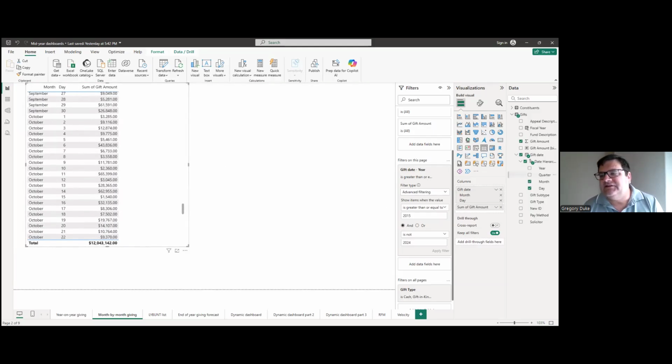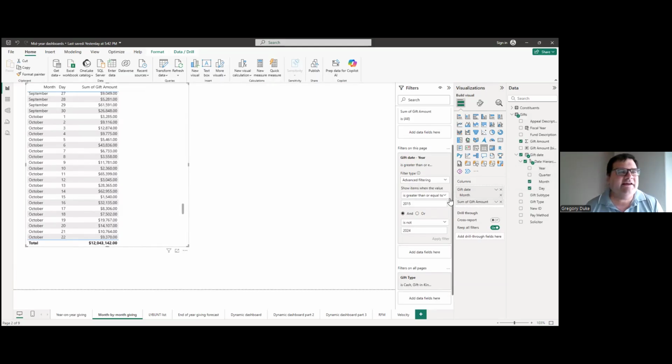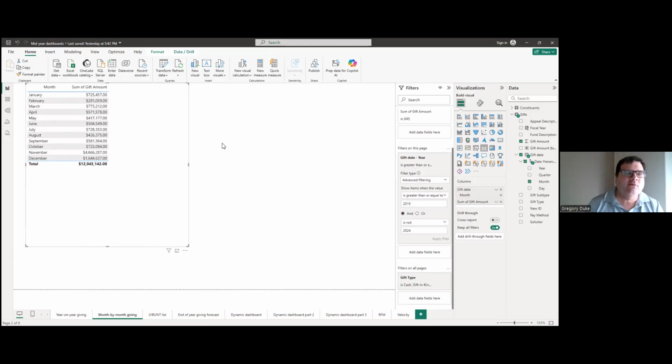But what we can do with this, we've pulled from the date hierarchy the month and the day. If I remove the day, then we can really see where our money comes in during an average year. November and December are the 2 months where we actually got more than $1 billion total in those 10 years. So these are our 2 best months of giving, and if we want to maximize our totals, we really need to work hard for these 2 months.